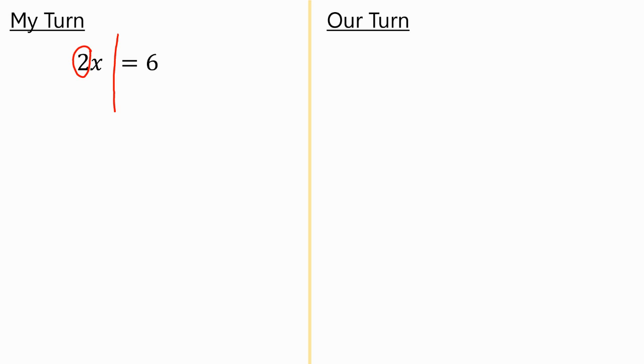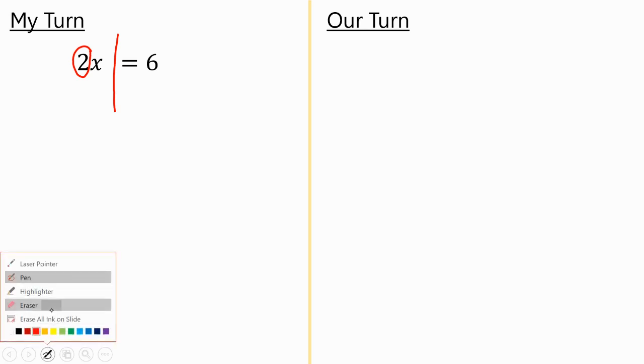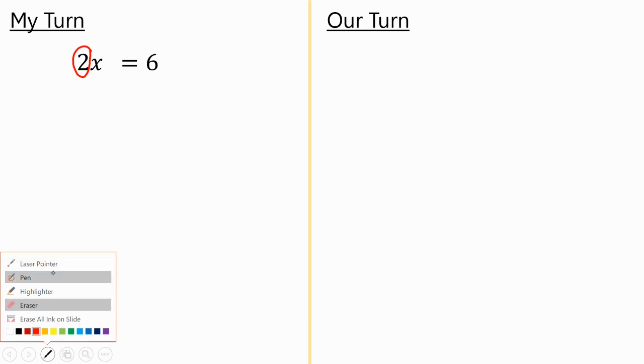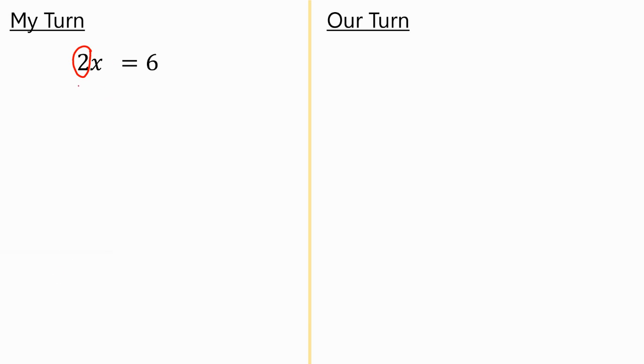Well, 2x is 2 times x. And we want to do the opposite of timesing. We want to do the inverse to get rid of that times by 2. And the inverse of timesing something by 2 is dividing it by 2. So what we are going to do is divide both sides by 2, because our goal is to find out what x is equal to on its own on the left-hand side.